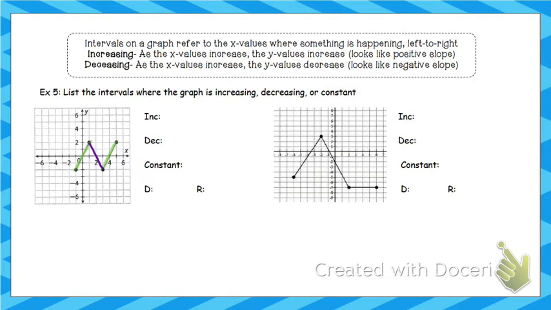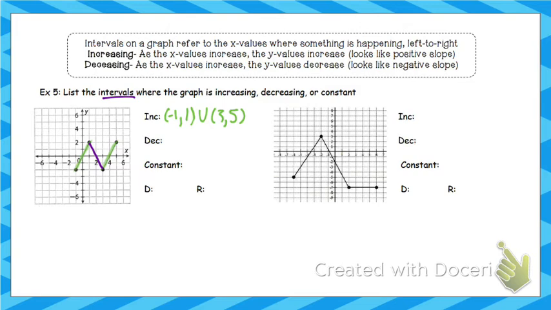Now, when we list intervals, intervals means we list the x values. So we're listing the x values where this is happening. So to list the increasing intervals, the farthest left x value there is -1, and then it keeps increasing until 1. Then it stops and it picks back up, so we're going to use a U for union. It picks back up at 3, and then it keeps going to 5.